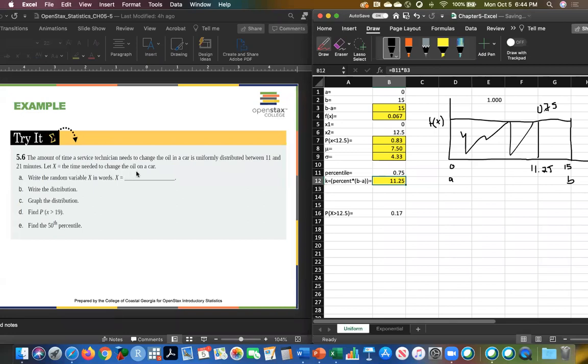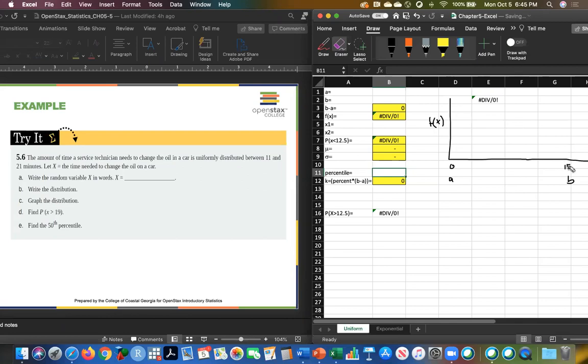Basically, let the time needed, so the amount of time a service technician needs to change the oil in a car, be uniformly distributed between 11 and 21 minutes. Let's erase this, and you can use the same graph. Let me erase the points that we don't need. This is very nice. I barely use it, but it's very nice, so I don't have to do so much, which I like. I'm lazy. So we also get rid of this.